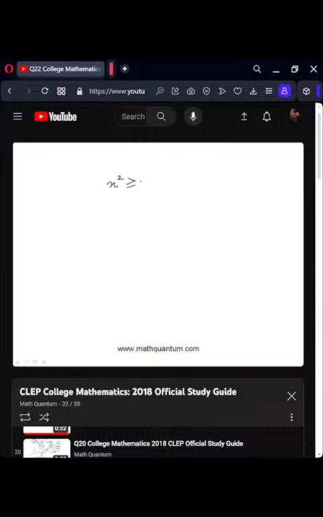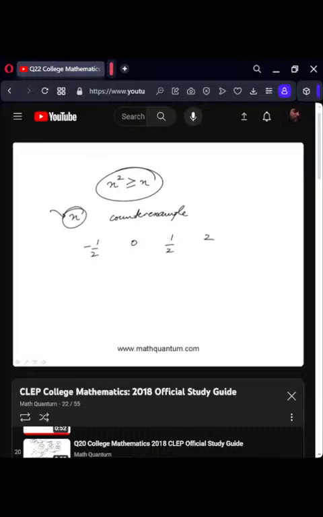So we're told that a student asserted that n square is greater than or equal to n for all real numbers, and the question is which of the following examples for a value of n provides a counter example, meaning one that actually contradicts this. So the choices are minus half, 0, half, and 2. So we're looking for a case where the square is actually less than n.